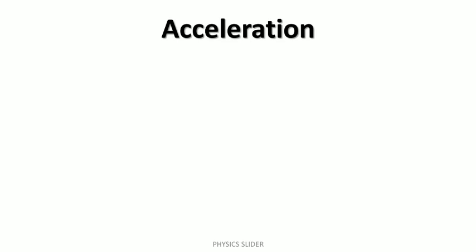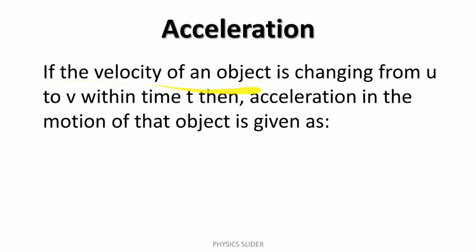Now let's talk about acceleration. What is acceleration? Let's begin. If the velocity of an object is changing from u to v within time t, the velocity is changing because it is non-uniform velocity. It is changing from u to v within time t. Then the acceleration in the motion of the object will be given as this: a is equal to (v minus u) upon t. This is the expression or the formula for acceleration. This we will use to solve the numericals. This is the formula for acceleration, and with the help of this formula we will define acceleration.